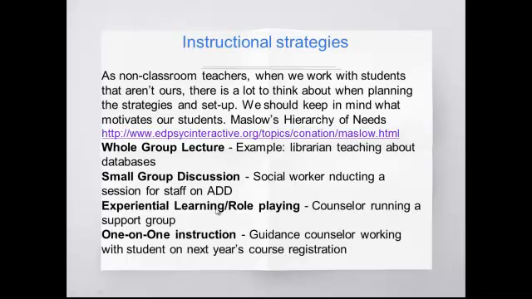Another strategy would be experiential learning and role playing. If you're a counselor running a support group, let's say on eating disorders, you will have students possibly role playing different reactions, different things that they're doing to kind of feel things out.